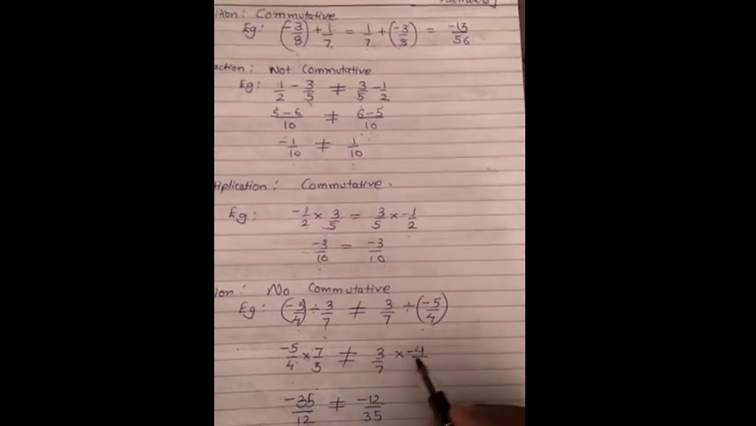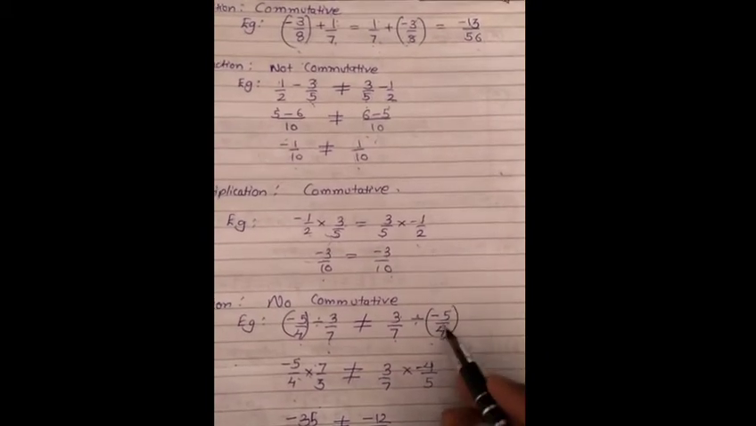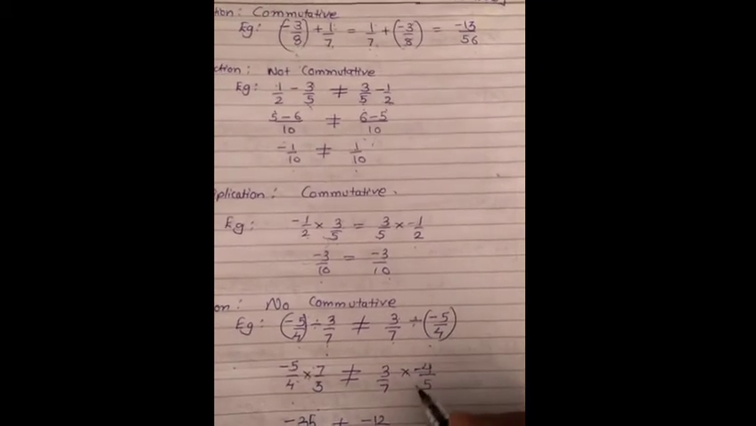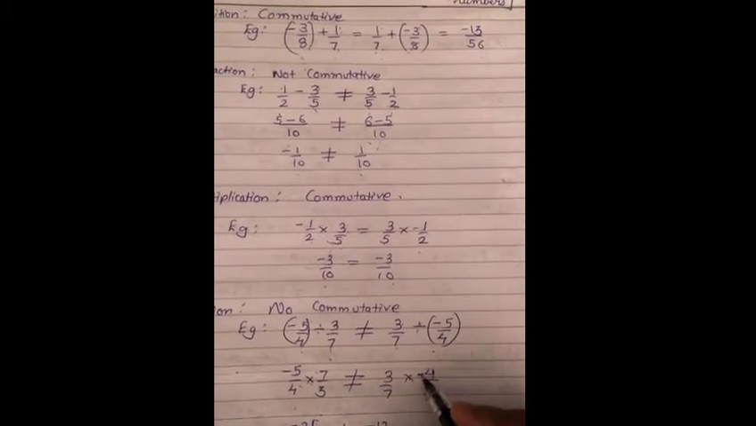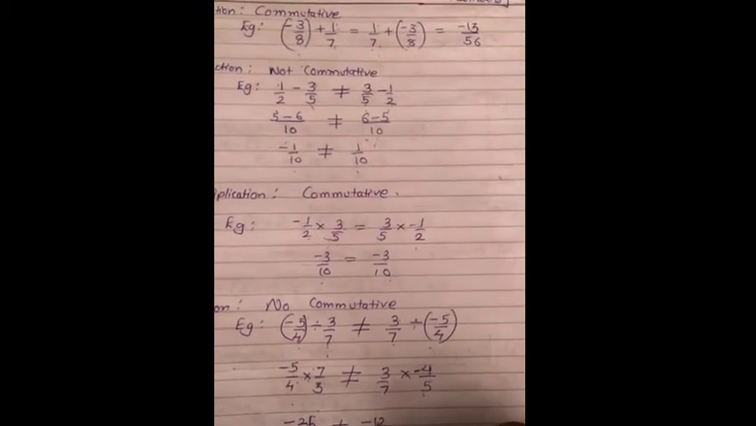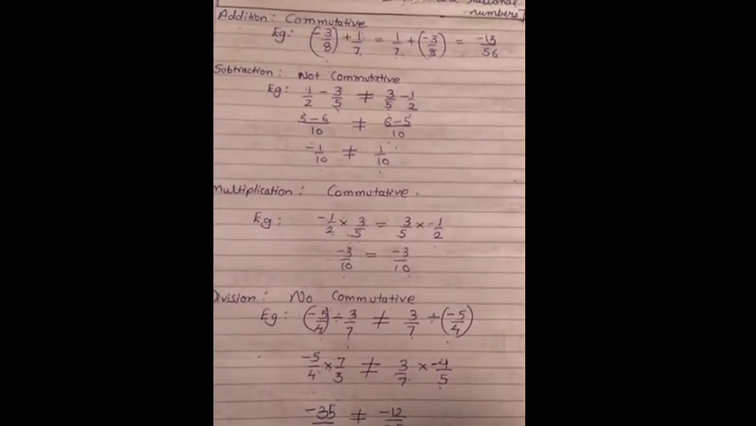In the same way, to convert this division into multiplication, just take the reciprocal. So 4 upon 5. Since we cannot put the negative sign in the denominator, put the minus sign over here. 3 4s are 12, that is negative 12, and 7 5s are 35. Now see, the result minus 35 upon 12 is not equal to minus 12 upon 35.